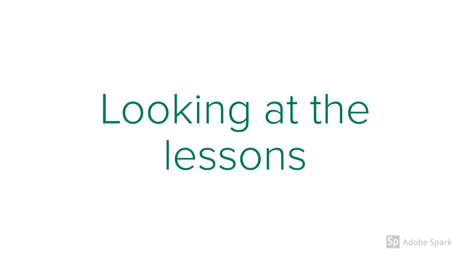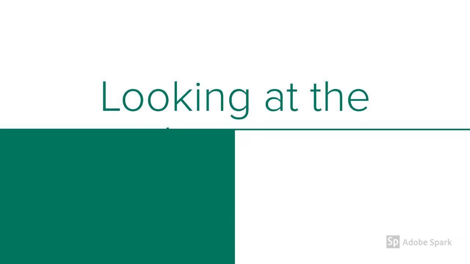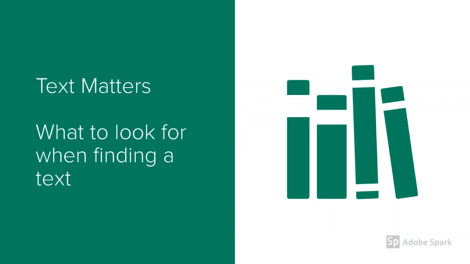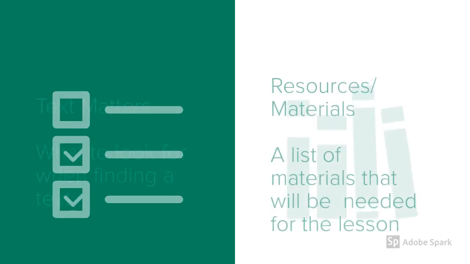In this video, we will take a closer look at the lessons that make up the Comprehension Toolkit. In each lesson, you will find a section titled Text Matters. This is where you can find recommendations of what type of texts to look for if you choose to select your own text instead of using one of the suggested titles.